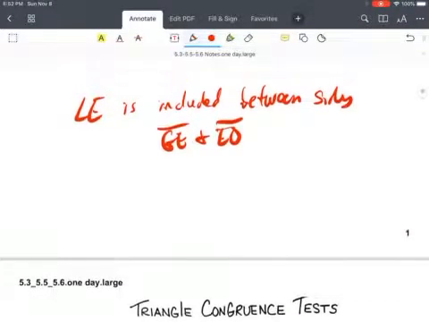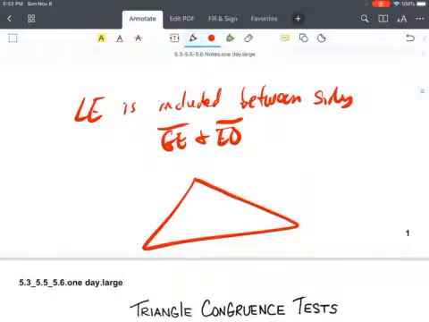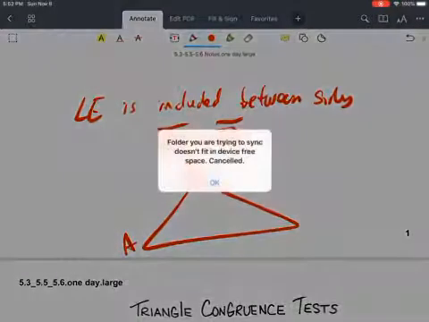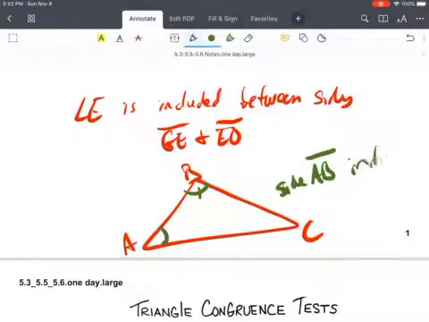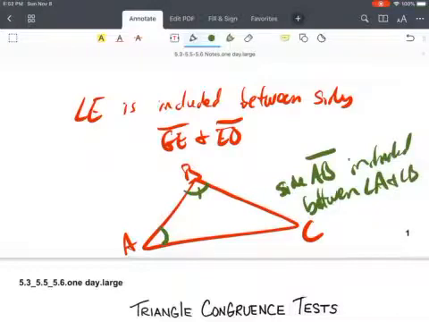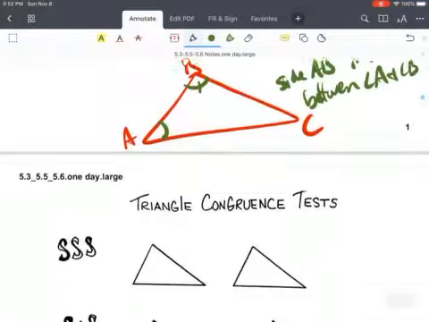If I wanted to look at an example with an included side, if I was to talk about angle A and angle B, the side that is included between angle A and angle B would be side AB. And that's going to be important when we're looking at these different types of triangle congruence tests.